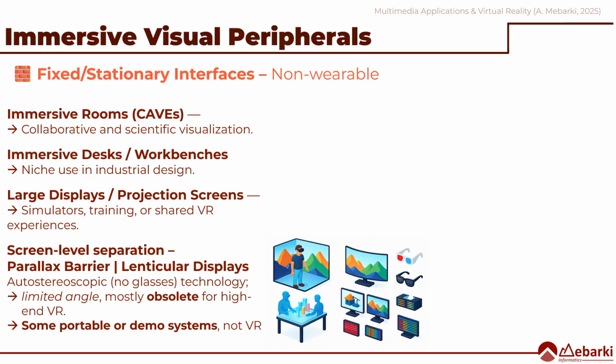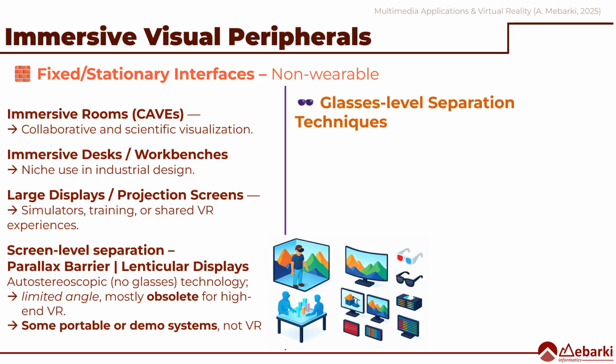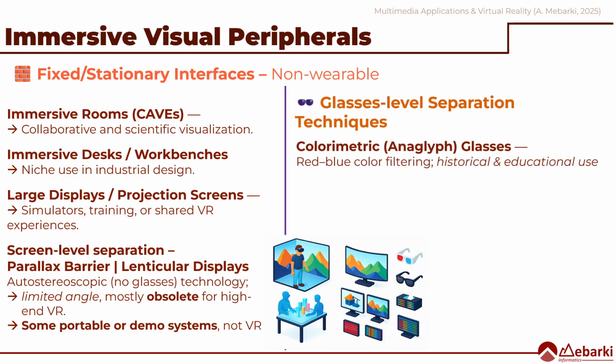Lenticular displays work similarly. Lenses refract light to send different images to each eye, creating a 3D effect without eyewear. Accuracy is limited, so they're mostly used in advertising panels or handheld devices rather than high-end VR. Moving on to glasses-based stereoscopic techniques. Anaglyph glasses, using color filters, are now mostly obsolete. They encode left and right images in complementary colors, typically red and cyan. Each lens filters one color, providing basic 3D perception but causing color distortion and fatigue, mainly used for educational demos.